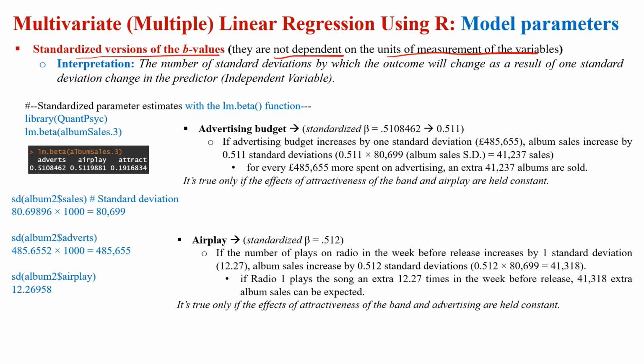And how can we interpret those? The number of standard deviations by which the outcome variable will change as a result of a one standard deviation change in the predictor or independent variable. Which means first of all, we are going to calculate the standard deviation of the dependent variable, and we are going to calculate the standard deviation of the independent variables.